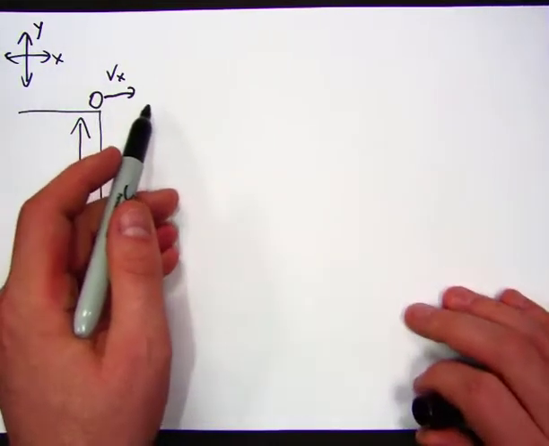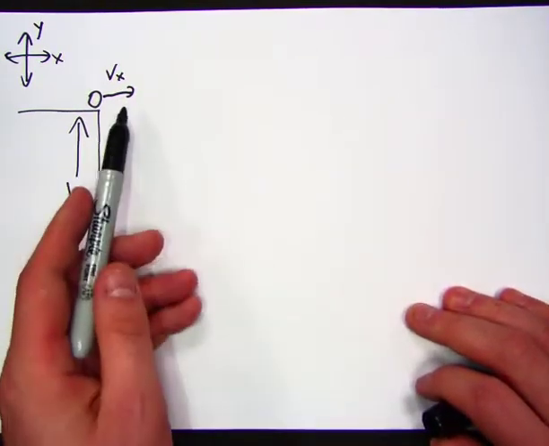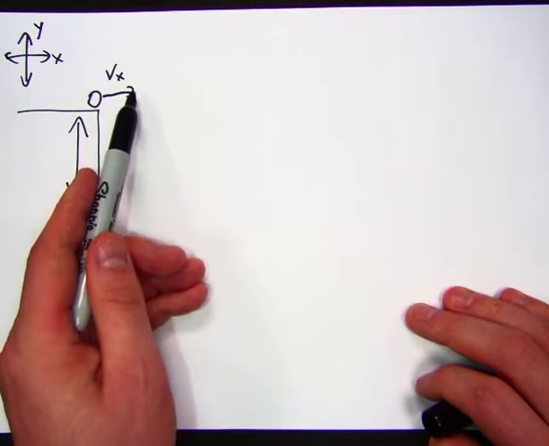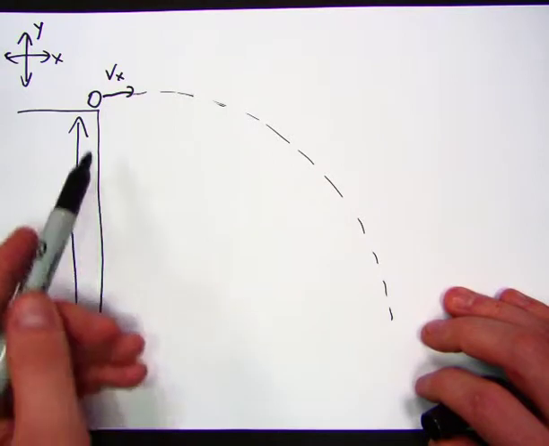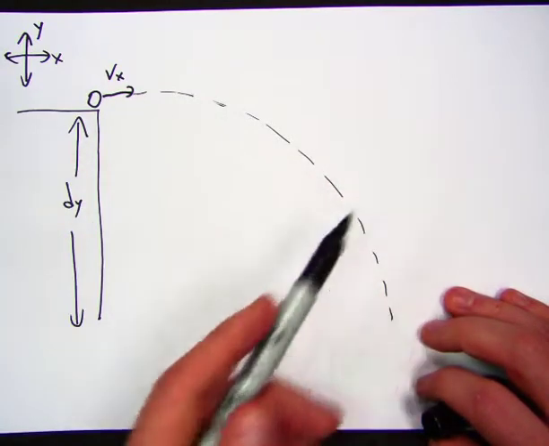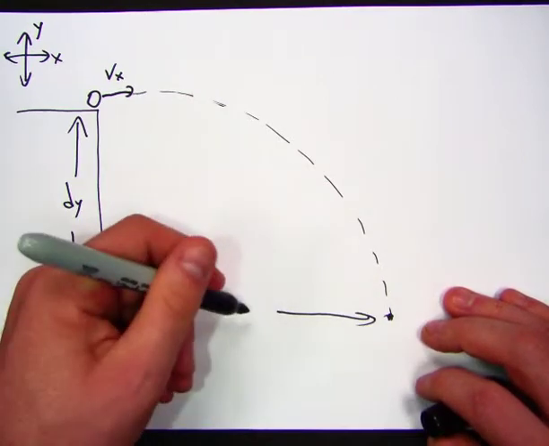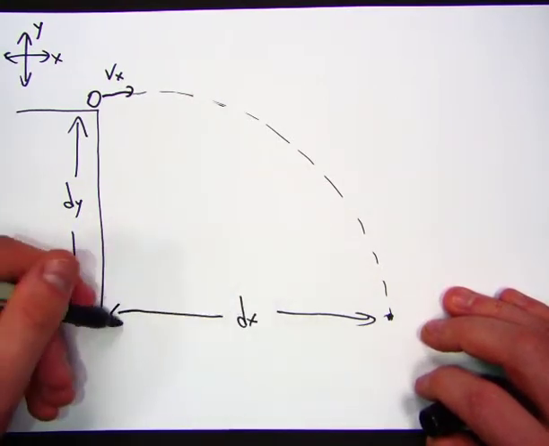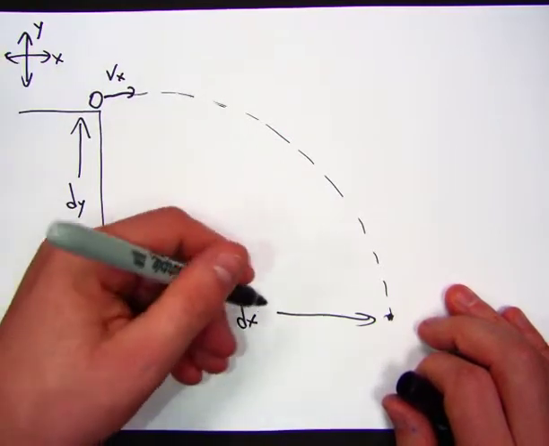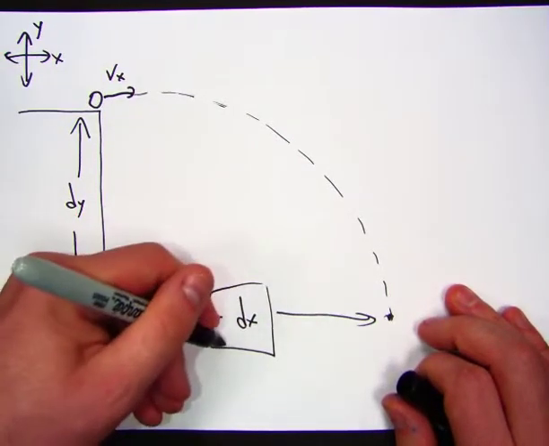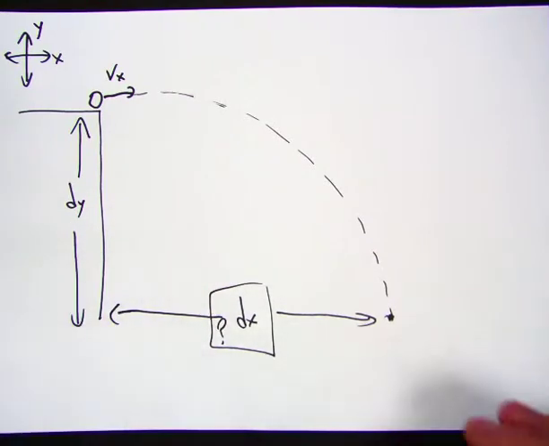So as this thing moves horizontally, it's going to accelerate down and move at a constant velocity to the right. The shape of it will actually be parabolic. As it accelerates down and moves at a constant velocity to the right, it'll land at some distance away. I'll call this dx. In this problem, we're going to assume that we know dy and we know vx. What we're looking for is that dx.